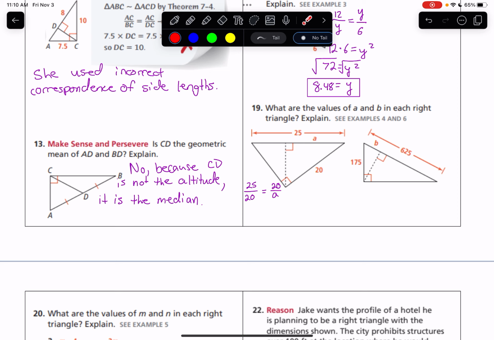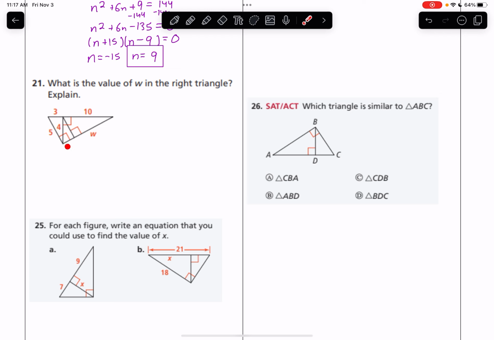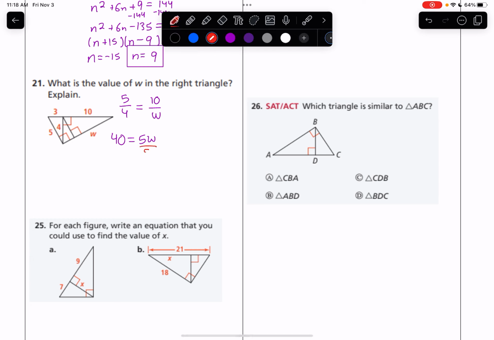One thing that I see is that 5, the length of the long side of the small triangle here, over 4, the medium side, I could do long side over medium side of this triangle right here, 10 over w. Since they're similar triangles, I'm going to say 5 over 4 equals 10 over w. I'm going to cross multiply, so that's 40 equals 5w. Divide both sides by 5, and I find out that 8 equals w.